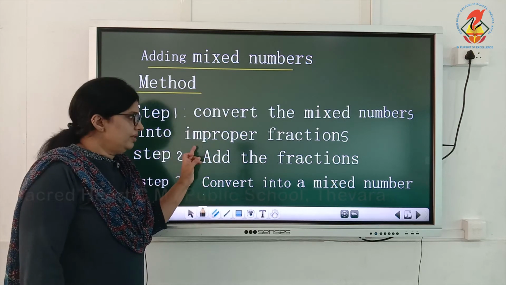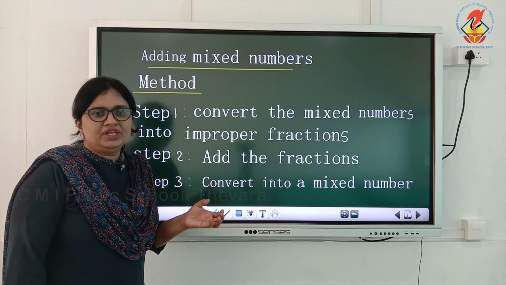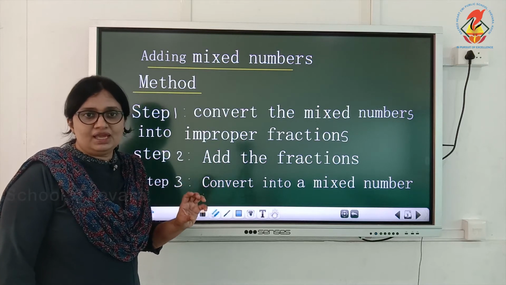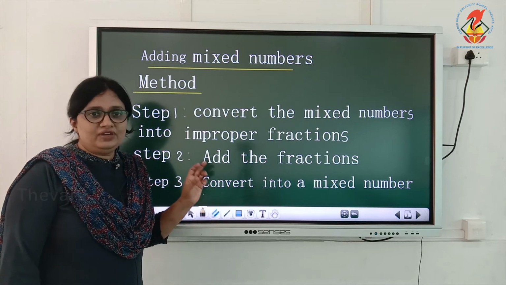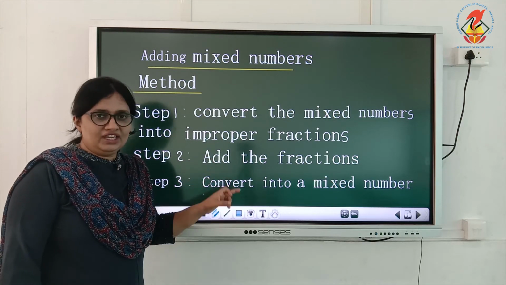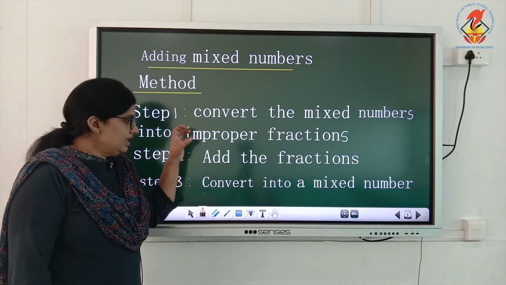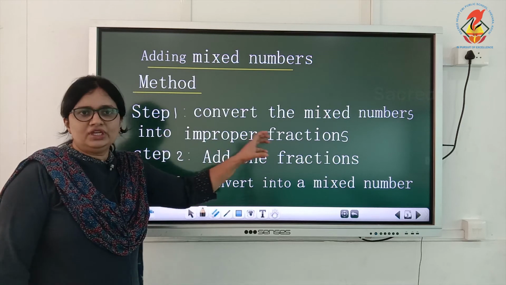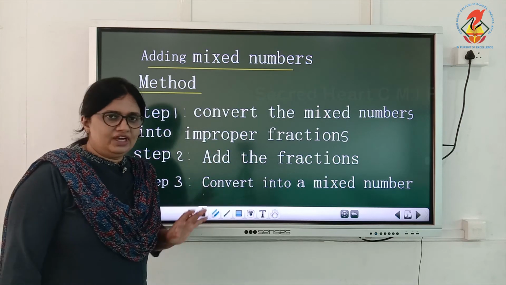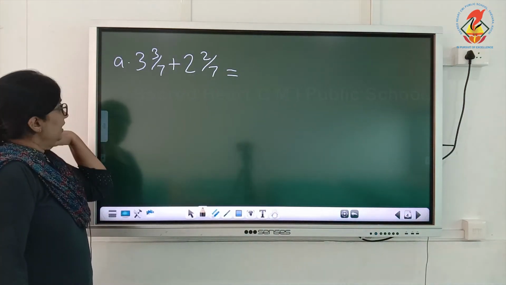After getting the improper fractions, we need to add the fractions. How can we add, children? Sometimes you will get unlike fractions, so you need to take the LCM of both the denominators. After that, we change both the denominators into their LCM. Then you will get like fractions, and then you can add them. After getting this sum, we need to convert it into a mixed number. Don't worry, I will teach you how to do this. And I will give you one example.